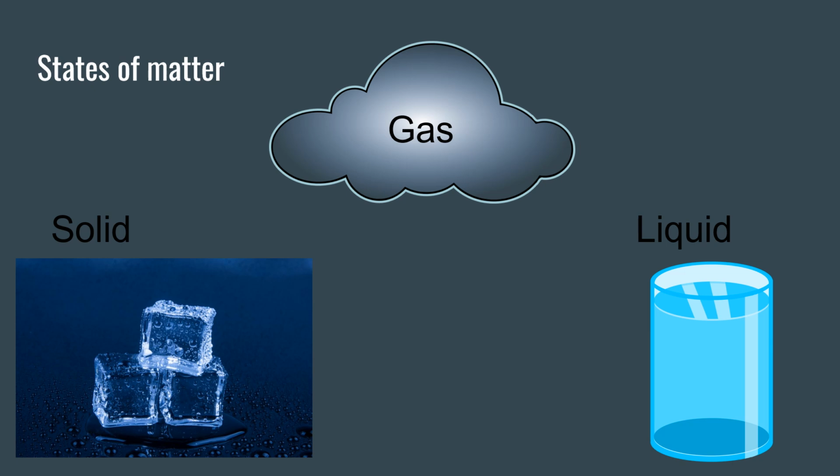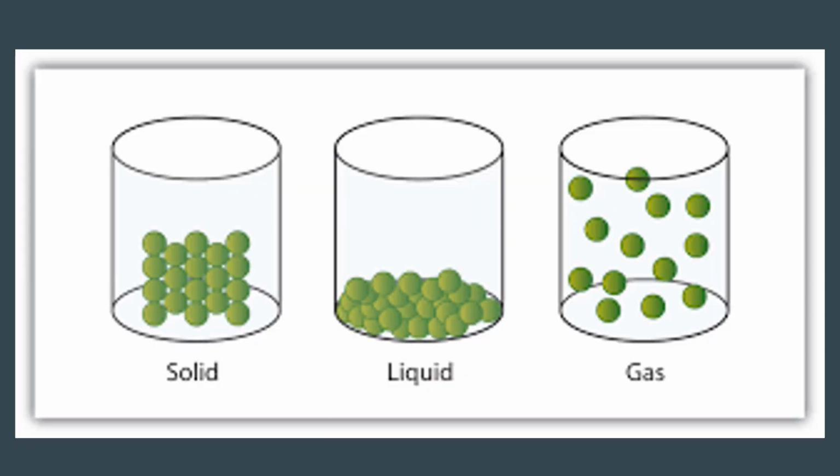So we have 3 states of matter. We have a solid, liquid, gas. And each of these has a different movement. Now we talked about this earlier. Try to remember, even by looking at the picture, you should be able to see what each state of matter does based off of what it looks like it is doing.